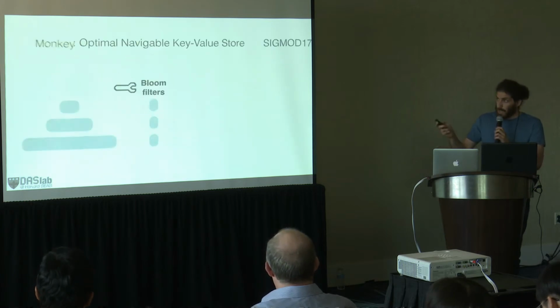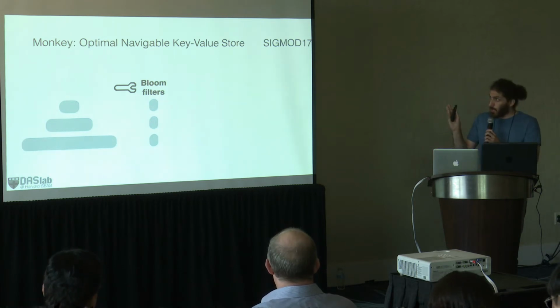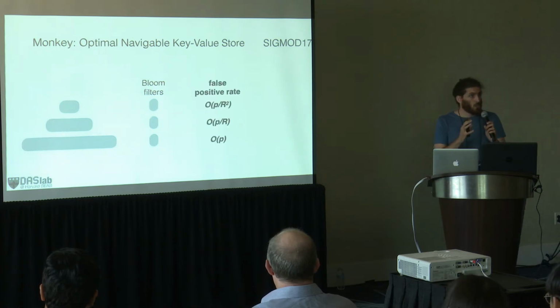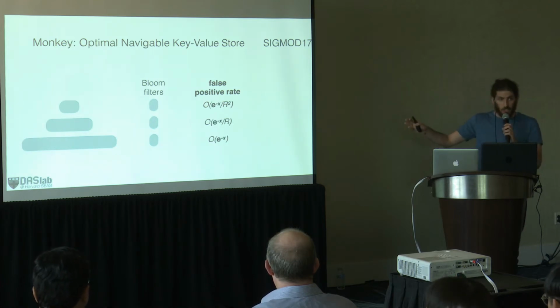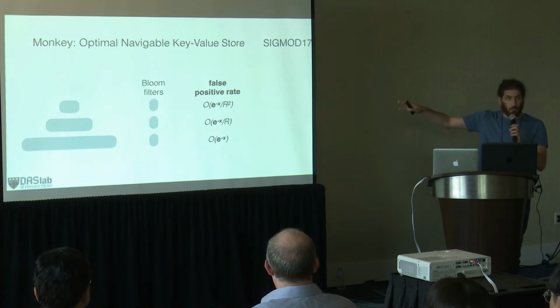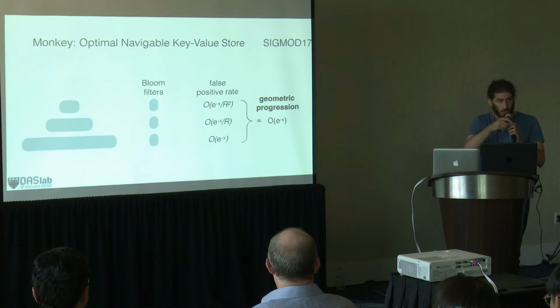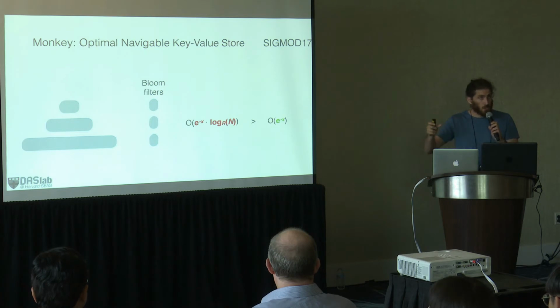But before I talk about Dostoevsky, I have to say a few words about Monkey, because our new work builds on top of it. With Monkey, we looked at how to tune the Bloom filters of the LSM-Tree. In particular, we showed that given a particular main memory budget, the best way of tuning it among the Bloom filters is to set the false positive rates to be exponentially decreasing for lower levels of the tree. The false positive rate is equal to e to the power of minus the number of bits per entry. What this does is make the false positive rates become a geometric progression that converges to a constant that's independent of the number of levels. And so relative to existing schemes, it shaves a factor of the number of levels away from point lookup cost.